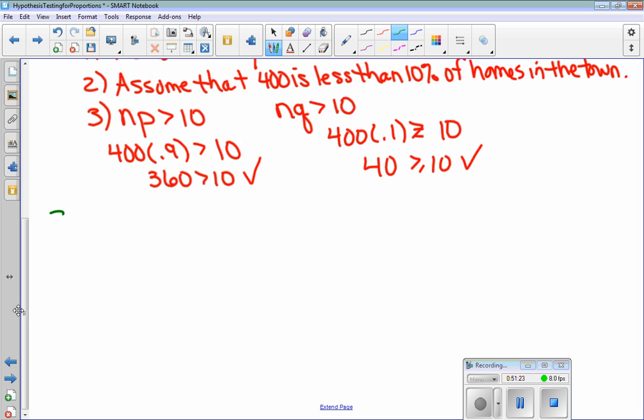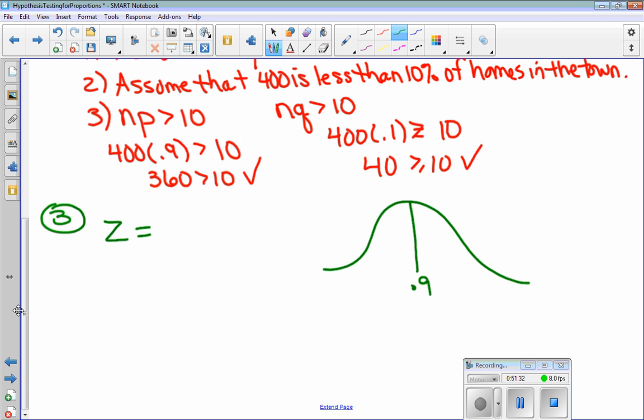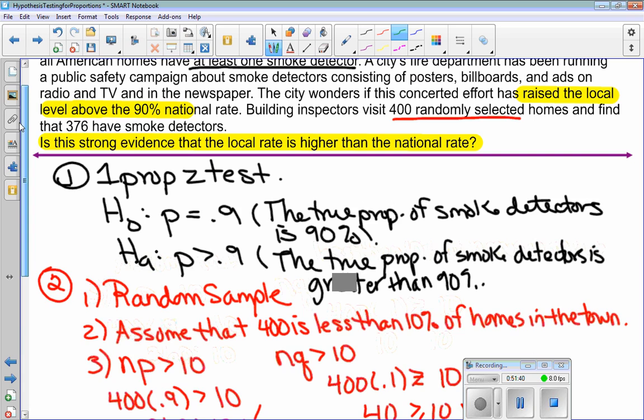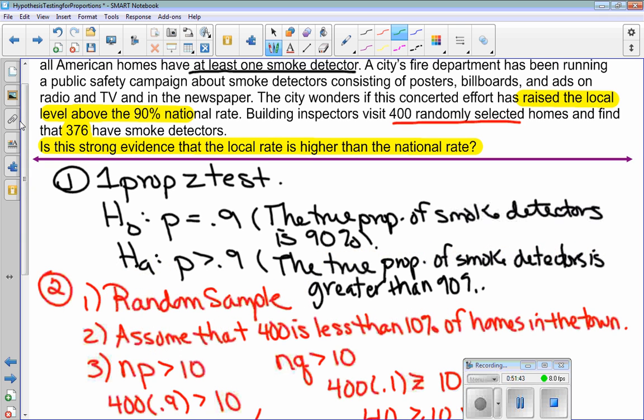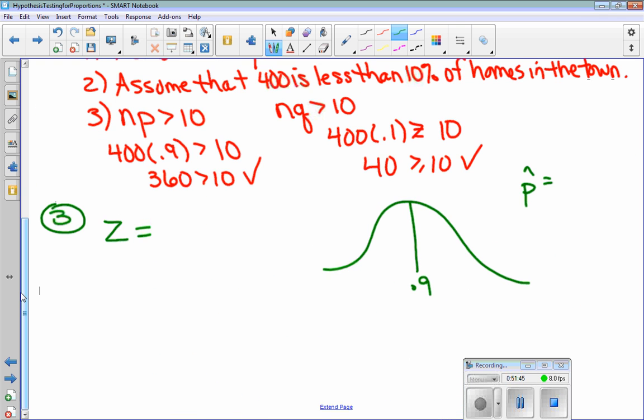All right. Step 3. Well, let's find the z-score first. I like to draw, though. I'm a fan of pictures. We know we have 0.9 as our claim, right? What's our p-hat? How many in the problem actually had it out of our sample of 400? 376, right? So our p-hat is 376 over 400. 0.94, thank you.